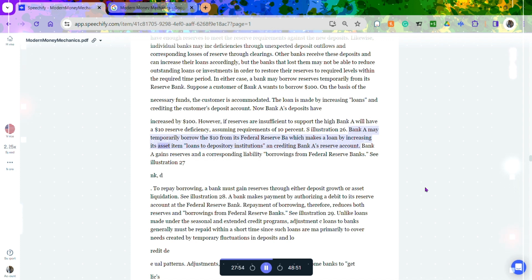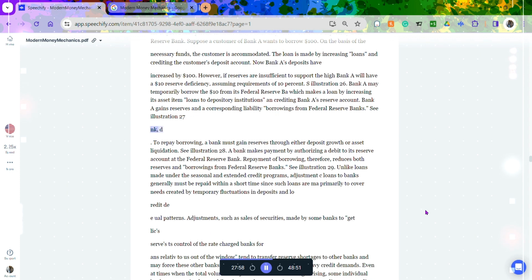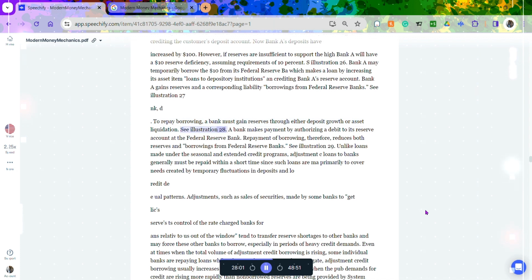by increasing its asset item loans to depository institutions and crediting Bank A's reserve account. Bank A gains reserves and a corresponding liability, borrowings from Federal Reserve banks. See illustration 27. To repay borrowing, a bank must gain reserves through either deposit growth or asset liquidation. See illustration 28. A bank makes payment by authorizing a debit to its reserve account at the Federal Reserve Bank.